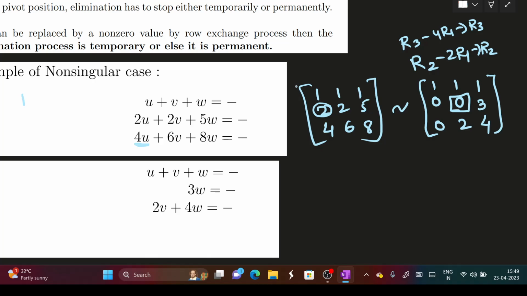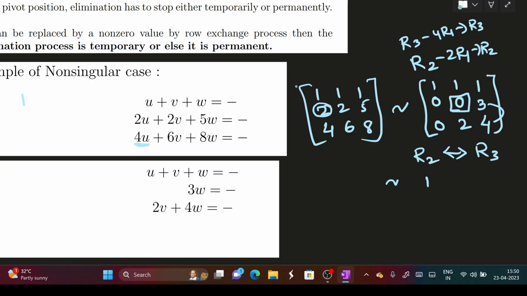That means I cannot eliminate; my elimination process breaks down because the coefficient of the second pivot from the second equation is 0, using which I will eliminate all other values. So here, as my second pivot is missing, my elimination process breaks down, but this breakdown is not permanent, as suppose I will interchange these two rows. What I am getting? R2 interchanged with R3.